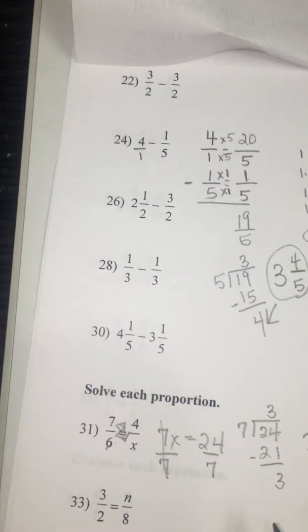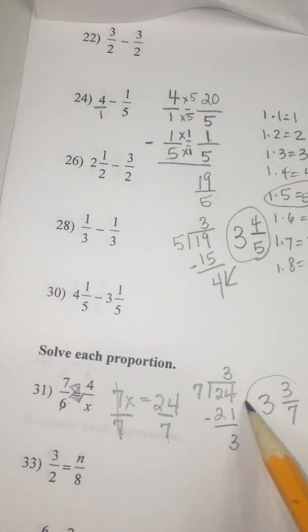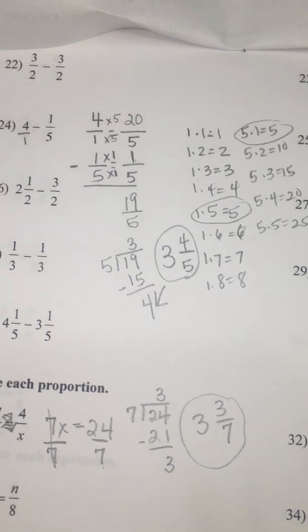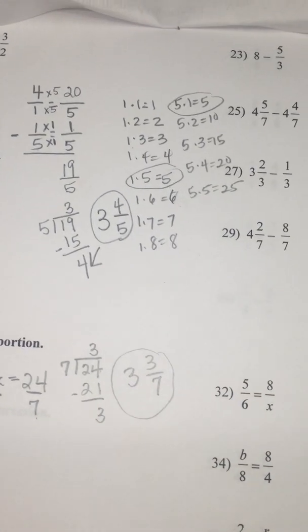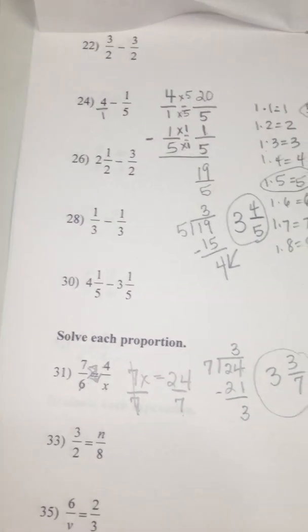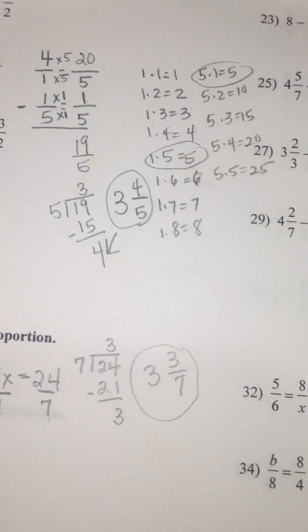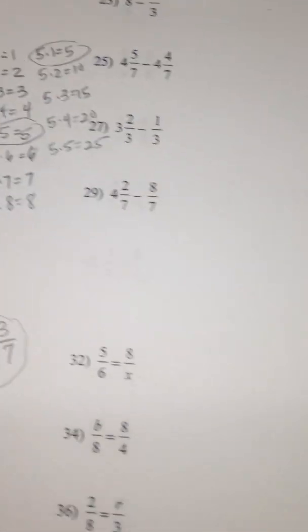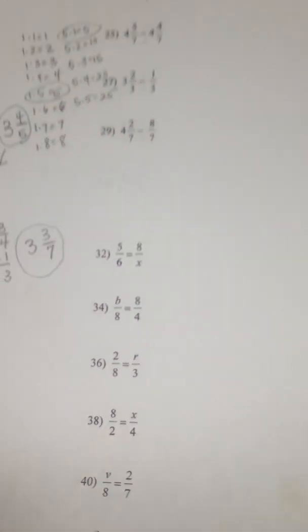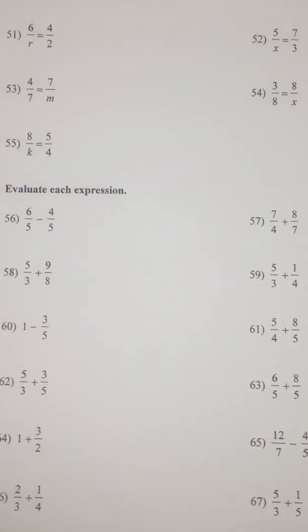And these are equivalent. Equivalent means 24 over 7 and 3 3/7 are exactly the same, similar to having 2 quarters and 5 dimes. It is equivalent. So I know that you understand those proportions. All right, let's turn the page. If I can get the page turned. Okay, and here we're just making sure you understand, just evaluating.